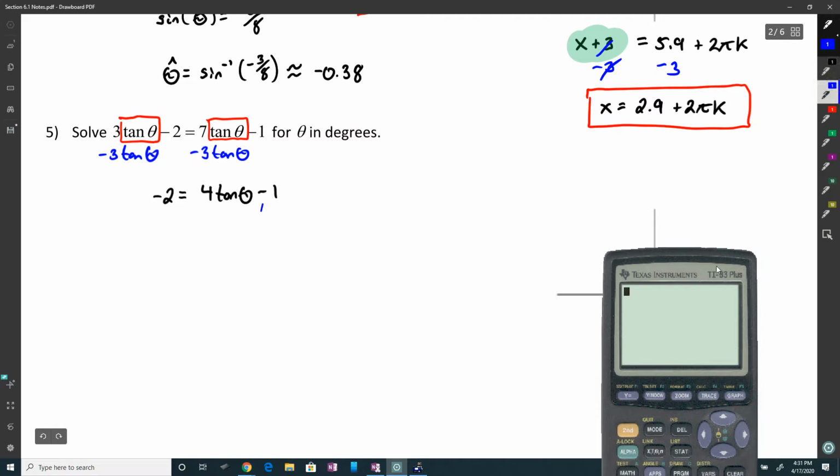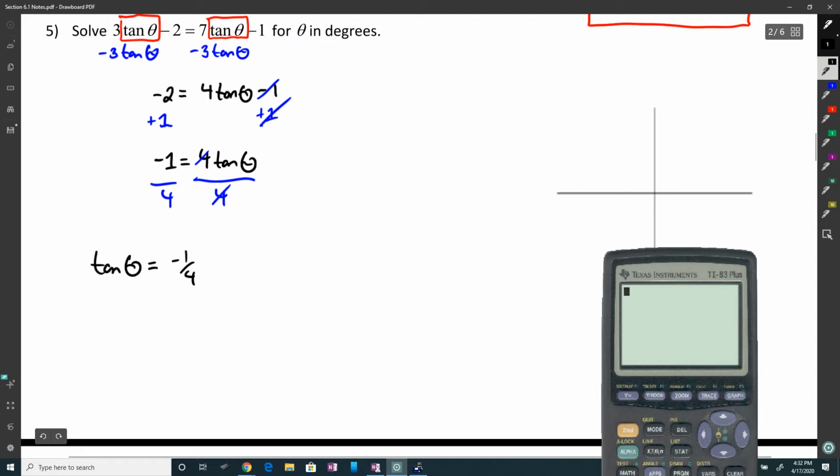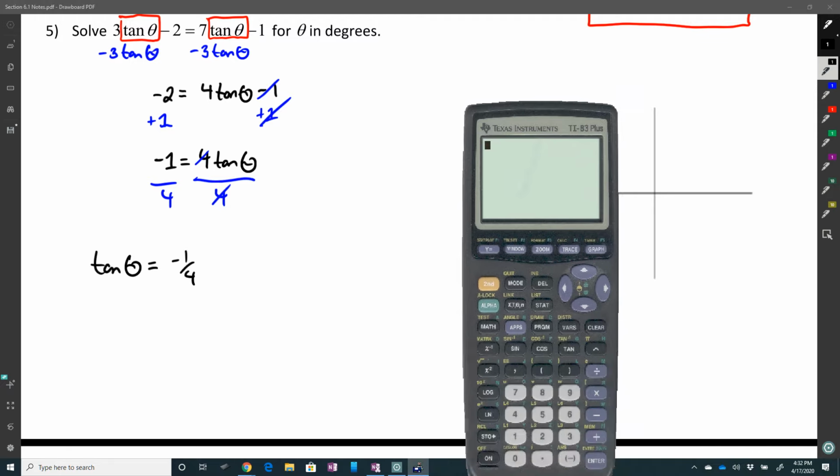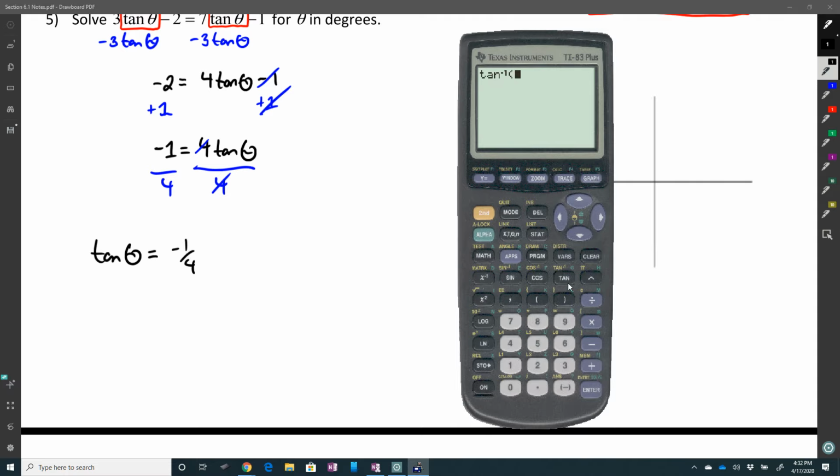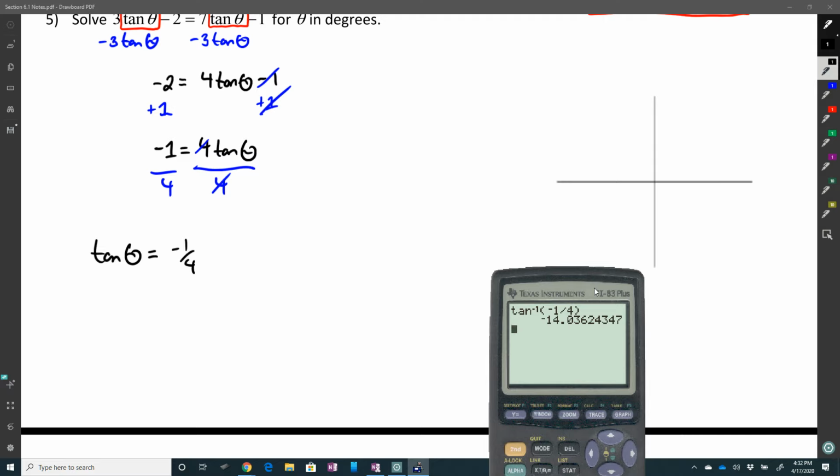Then I can add 1 to each side. This is the algebra part. Negative 1 equals 4 tangent theta, and then I can divide by 4. And so now I have my angle. I have tangent theta is equal to negative 1/4. Okay, this is not a special angle, so I'm just going to use inverse tangent. So inverse tangent of negative 1/4, and that's negative 14.0304 degrees.